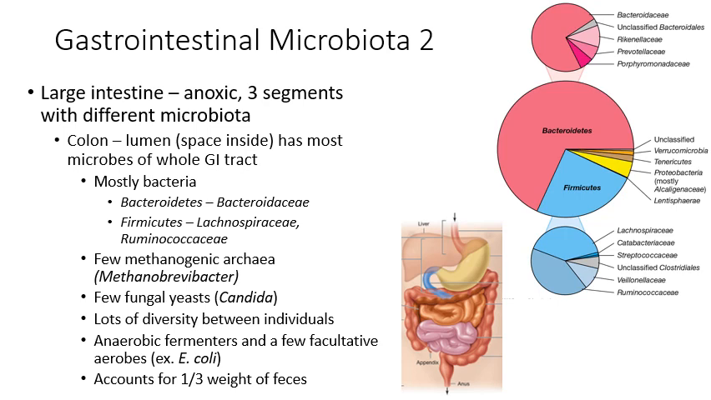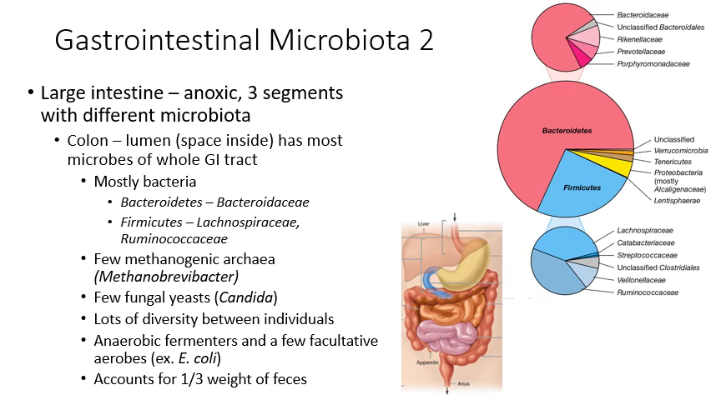So the first segment is the cecum. On this diagram of the intestines here, the cecum is really small. It's just right here. It's this tiny little part right where the small intestine merges into the large intestine. Then you have the colon, which is the largest part. All of this is the colon. And then the very last segment is the rectum. So we're only going to worry about the microbiota of the colon, which is by far the largest part of the large intestine.